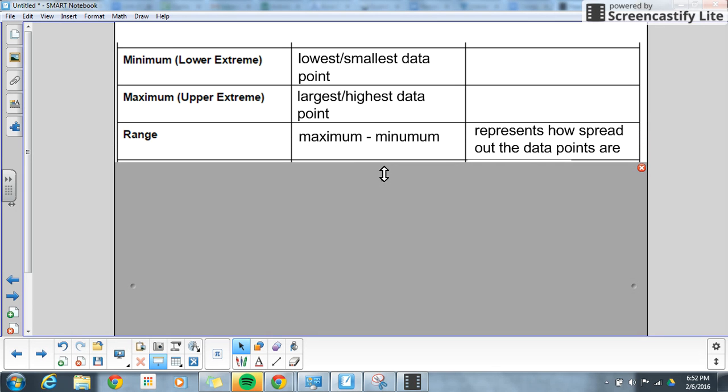The range we find by taking the maximum minus the minimum. This represents how spread out the data points are. If you have a small range, they're pretty close together. If you have a large range, it's pretty spread out.